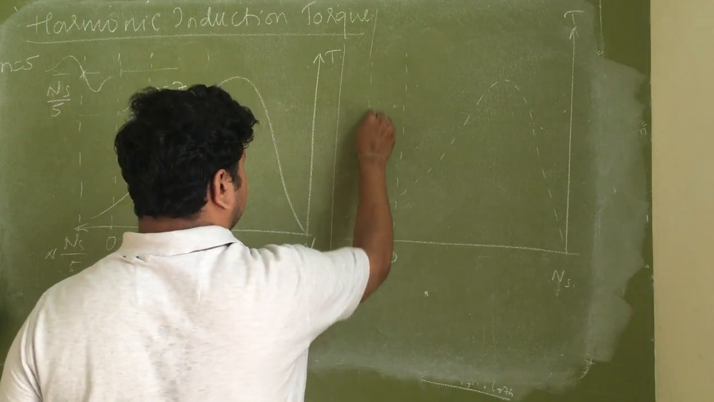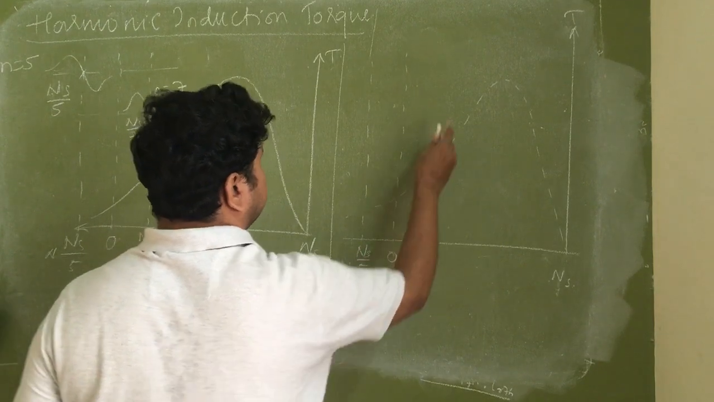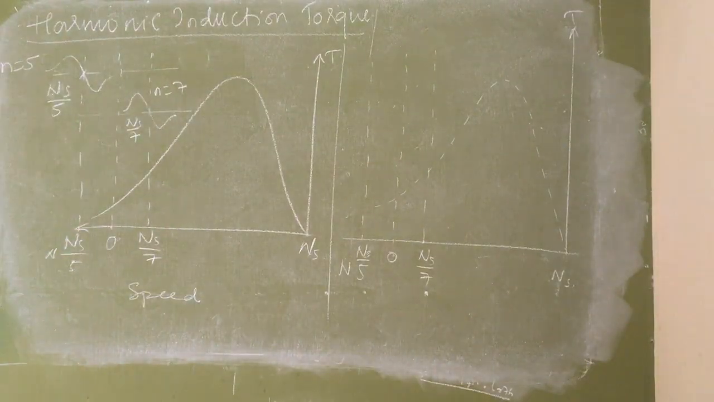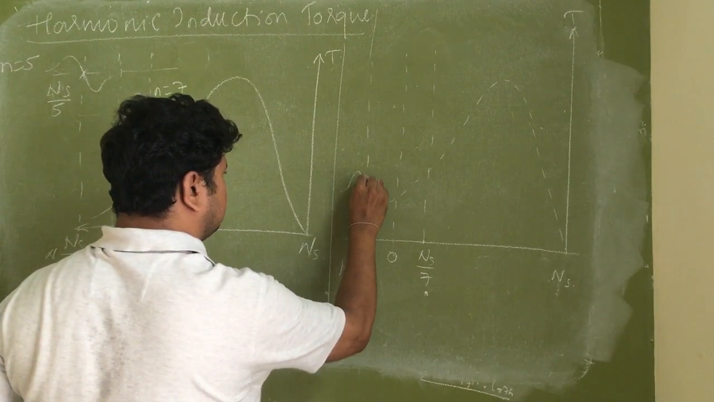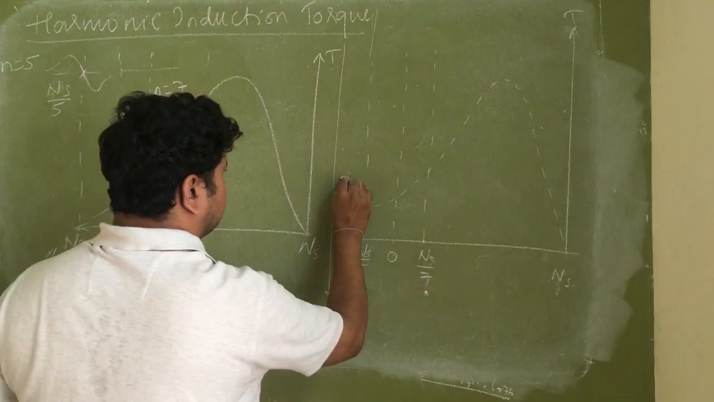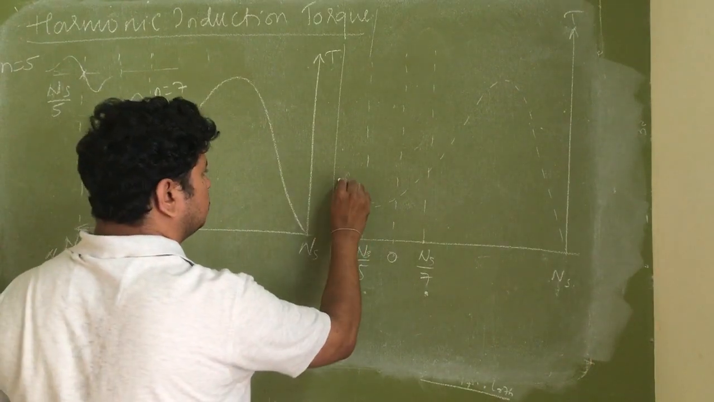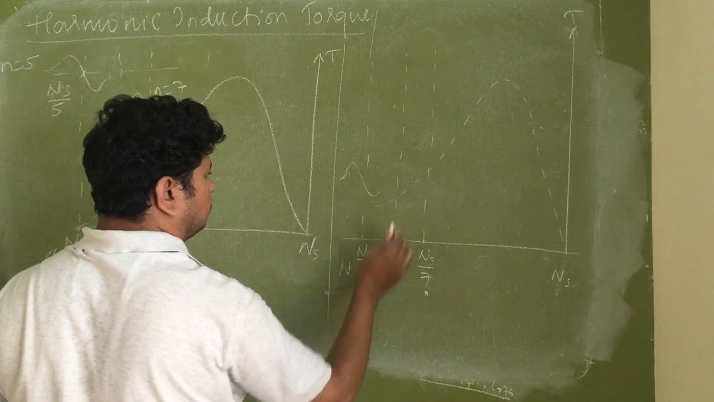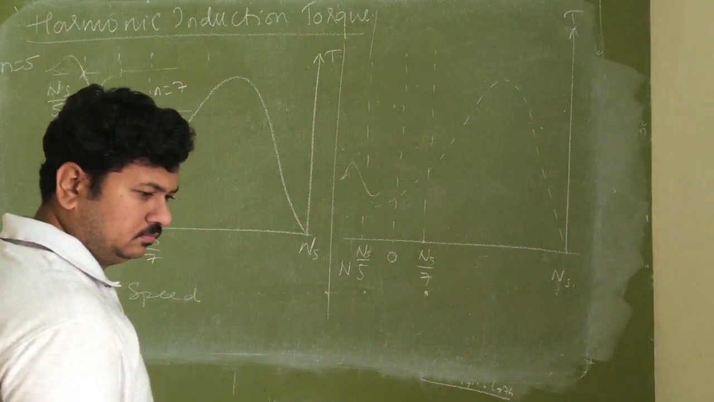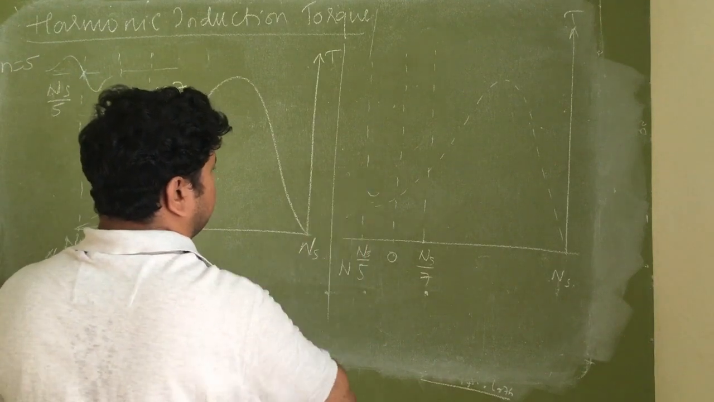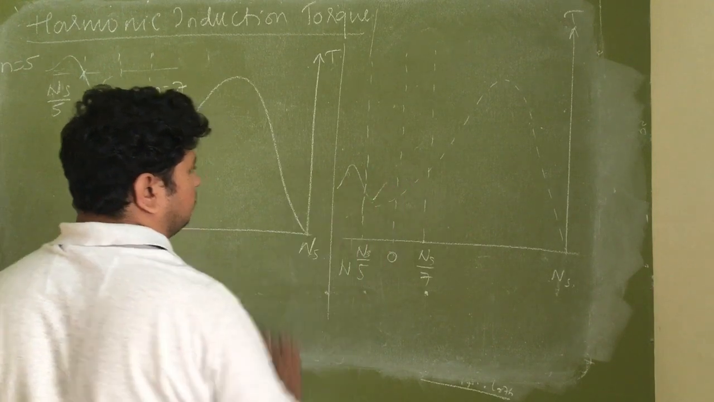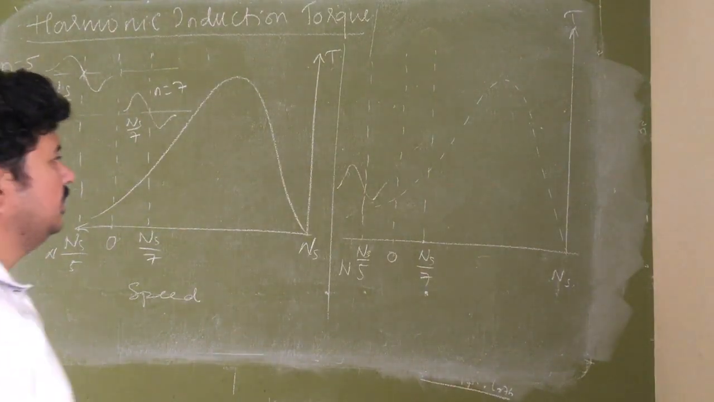Let this be O. Ns by 5, Ns by 7. Now at Ns by 5, if this gets added, this will be the characteristic.